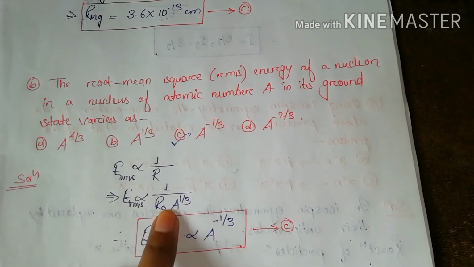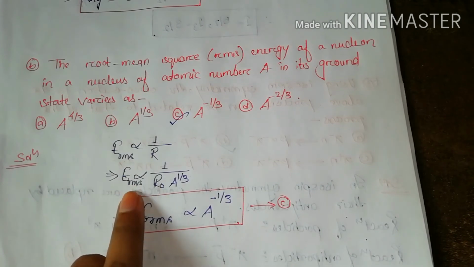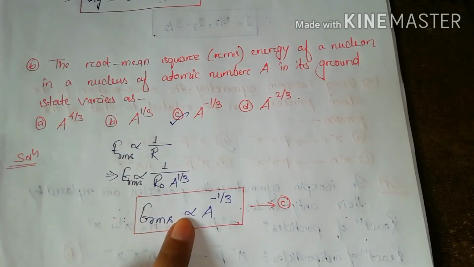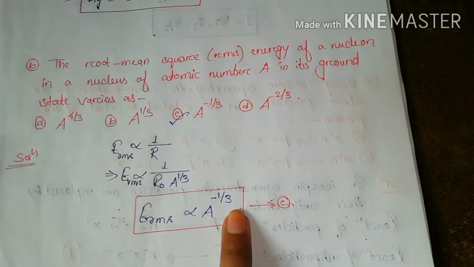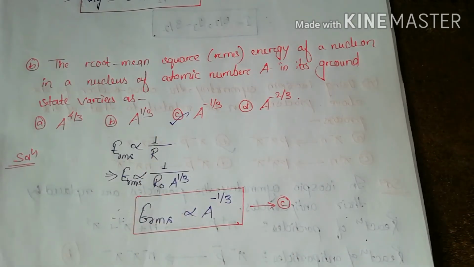We know that the formula for nuclear radius is what? R naught A to the power 1 by 3. That means the root mean square energy of a nucleon is proportional to what? A to the power minus 1 by 3. So the correct option is option C. Now let's come to the next question.